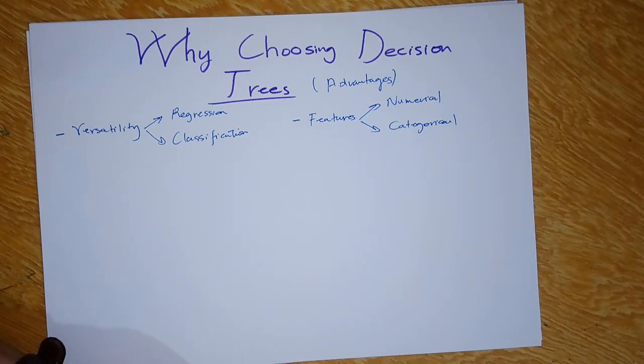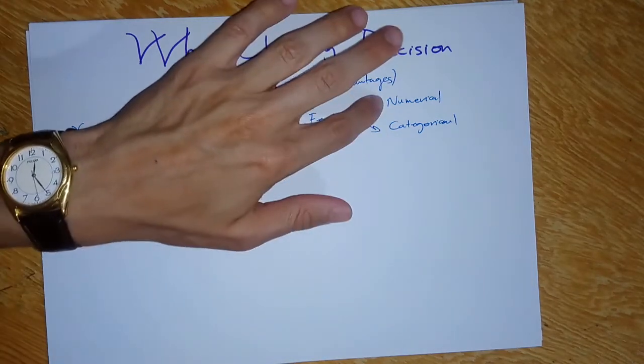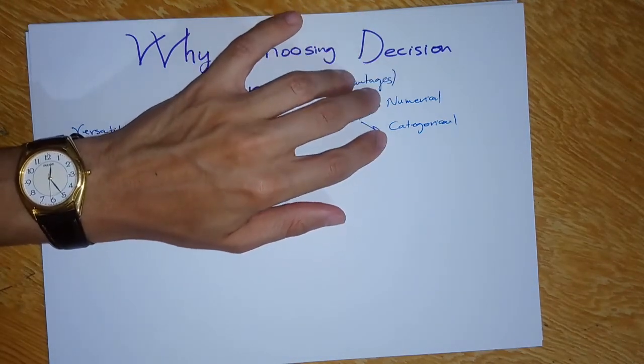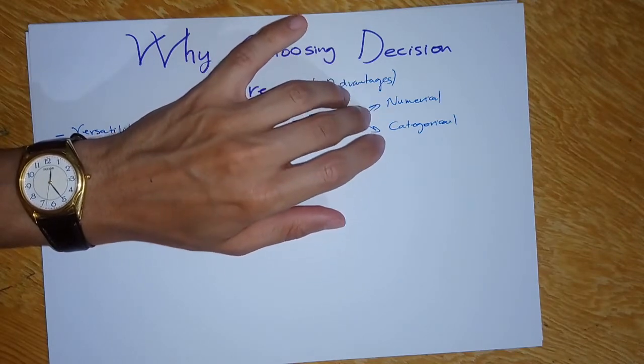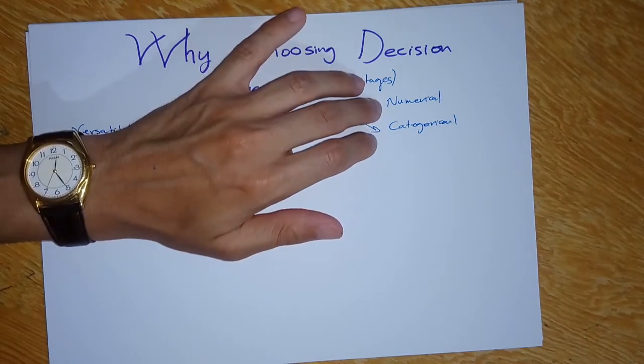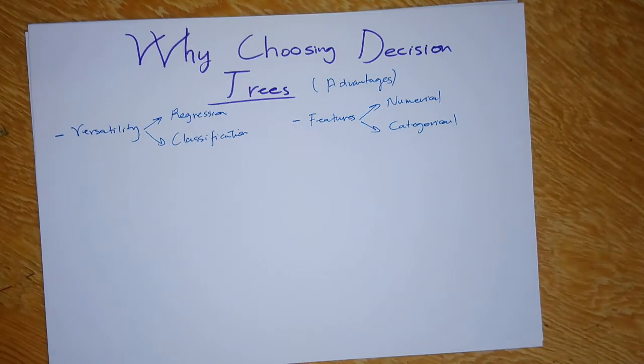And the nice thing about decision trees is that you can create trees or models that contain both numerical and categorical features at the same time, in the same decision tree. And this is a very nice property to have.